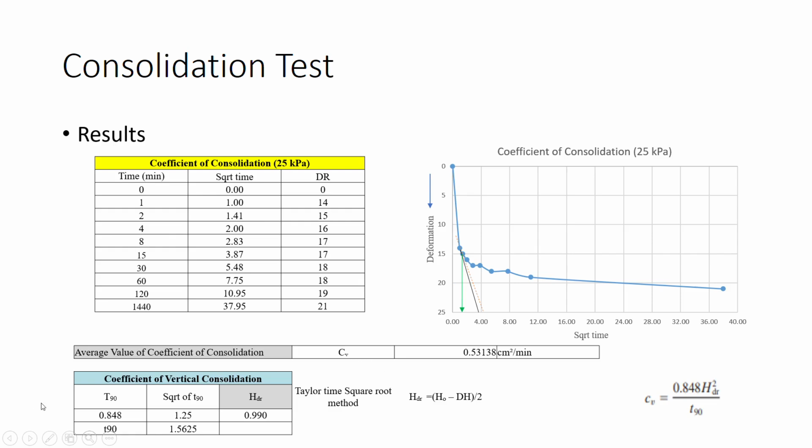So here we are seeing what the HDR is. HDR is basically H0, which is the initial height, minus the deformation height, divided by 2. So HDR is found out from this formula.